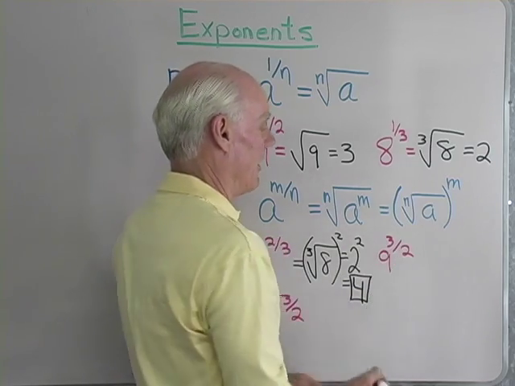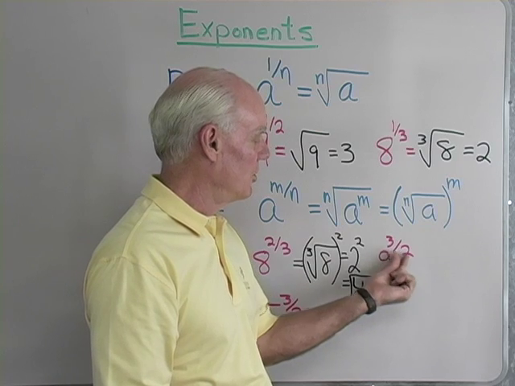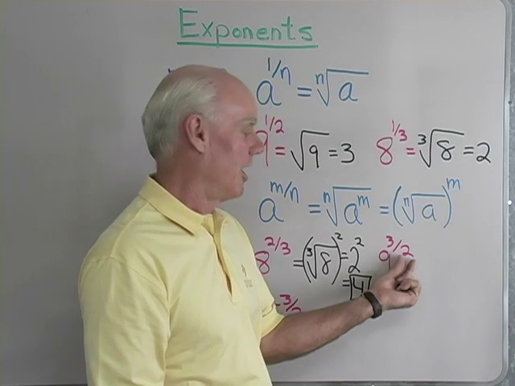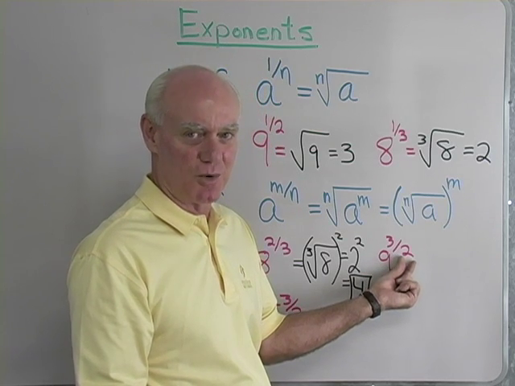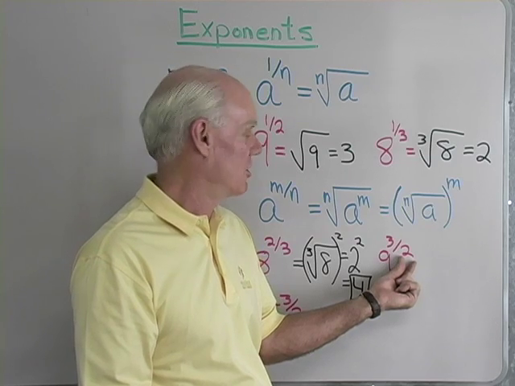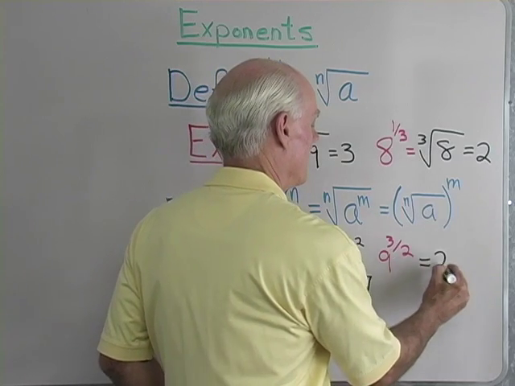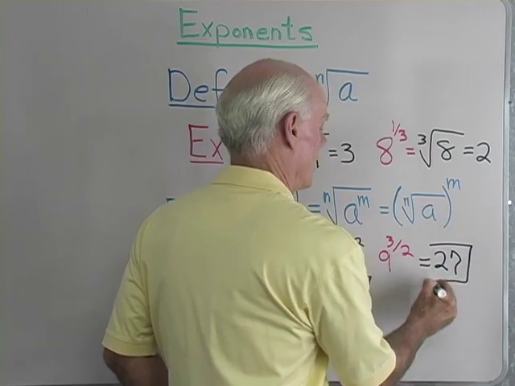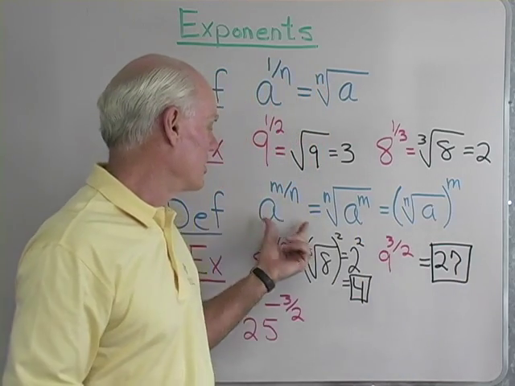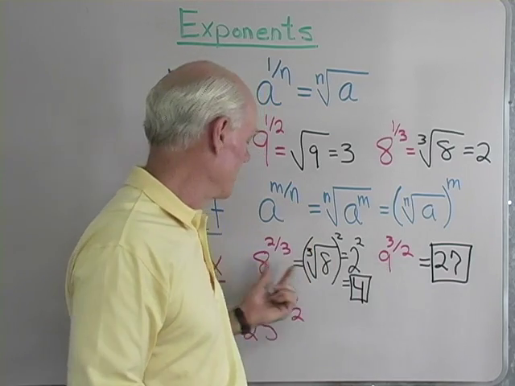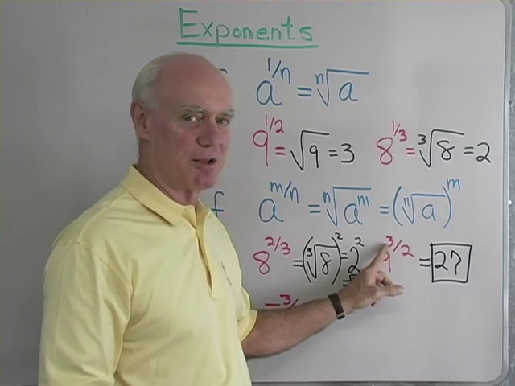9 to the 3/2. Well, if I think of this as being the root and this being the power, I'll take this base, 9. I'll take the second root, which is the square root, positive square root of 9, which is 3. I'll cube that. I get 3 times 3 times 3, 27. So once you become familiar with this definition for rational exponents, it becomes pretty easy to work problems like this. That's the root, that's the power.